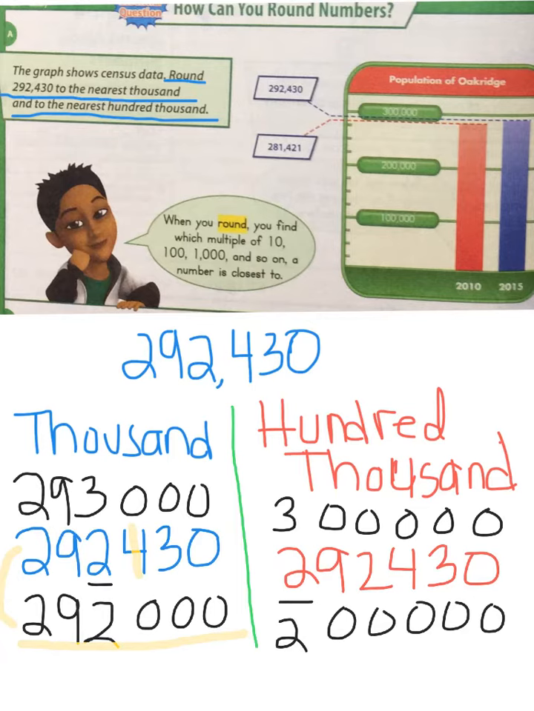We are going to look at our digit to the right of the target digit. The digit to the right is a 9. Our rule is, if it is 5 or more, we raise the score. 4 or less, we let it rest. Since the digit is a 9, we are going to round up because it is greater than 5. So 292,430 rounded to the nearest 100,000 is 300,000.